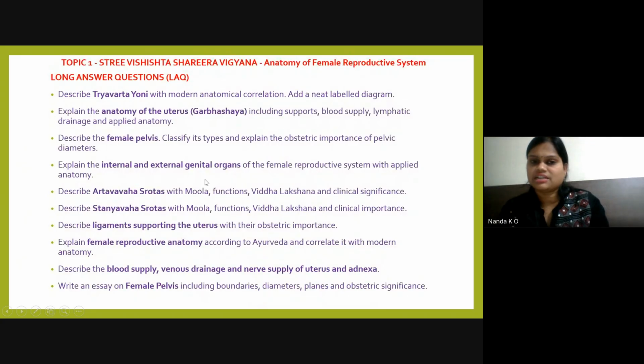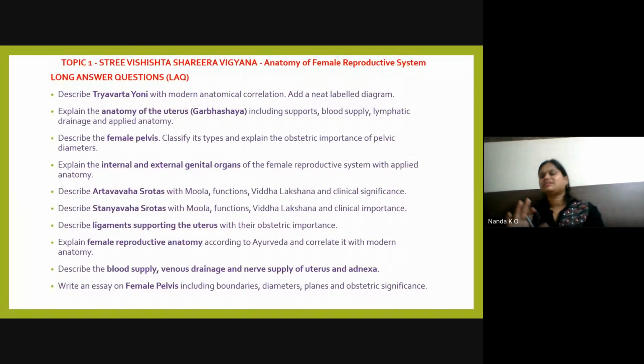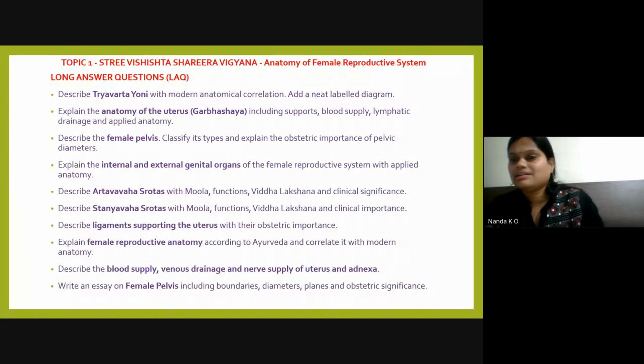Yes. If another 5 to 10 minutes is there, I have made it simple with your syllabus topics, with a few expected questions, and what the chances are based on your LAQ and SAQ. In anatomy, both the internal organs and the external genital organs, the possibility of the female pelvis, and even the arthava srotas, the peshis, the ligaments, the uterine supports. They may ask you anything.